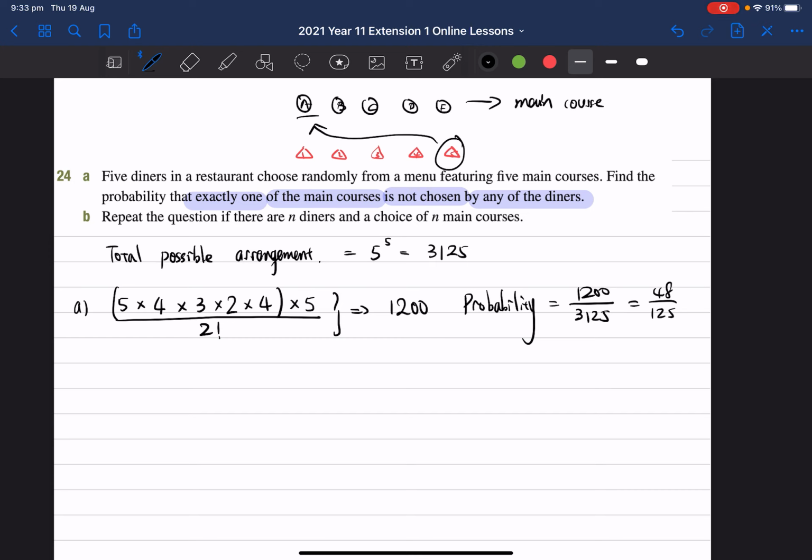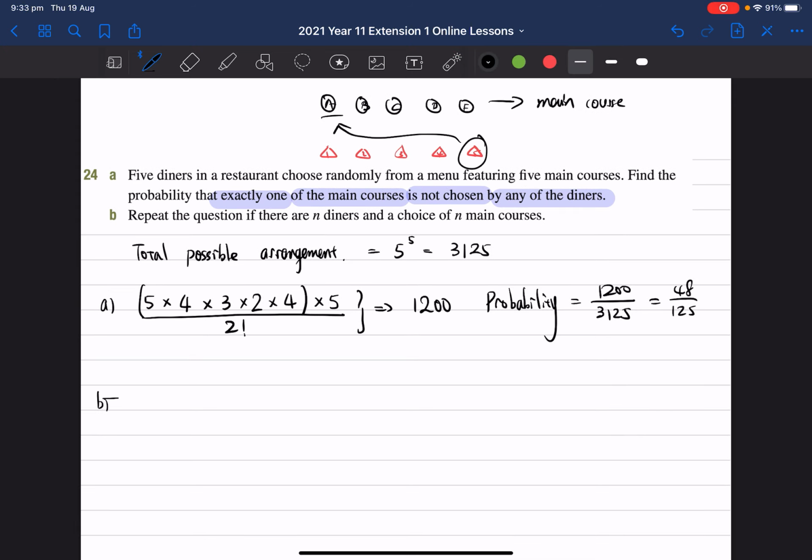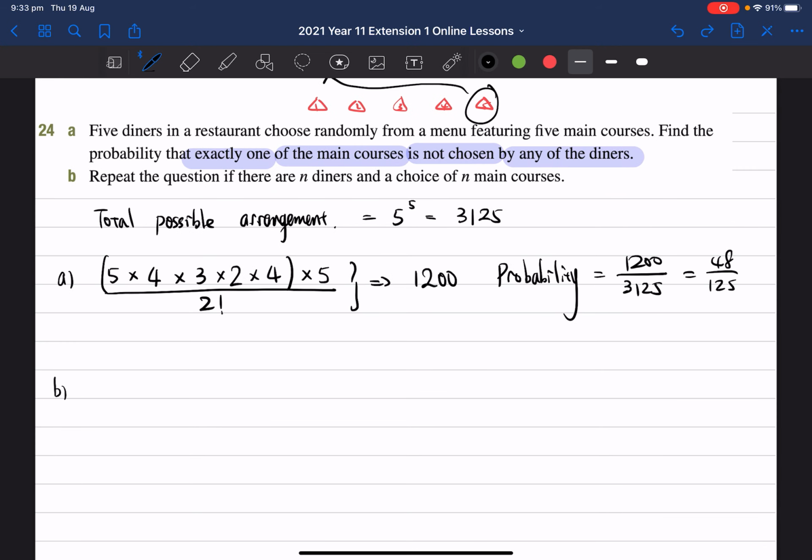Now, very interesting question. So now question B. Repeat this question if there are n diners with n choices. That's very, very similar. So this time we still find out the total possible arrangement. That goes to n to the power of n this time.